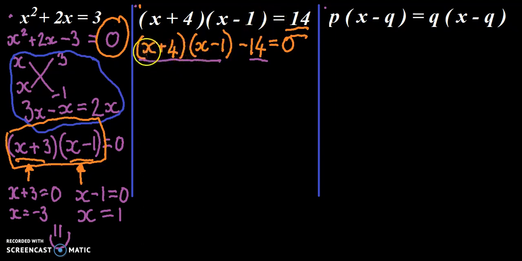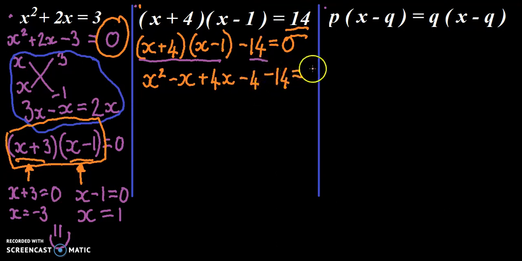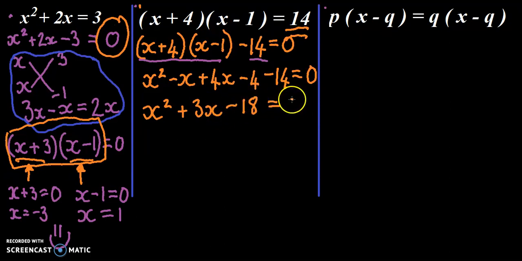I'm going to use FOIL. First times first is x squared, then outside, negative x, inside, plus 4x, and last is minus 4, and then of course we've got the minus 14. Let's gather our like terms. So now we have x squared plus 3x minus 18 is equal to 0.